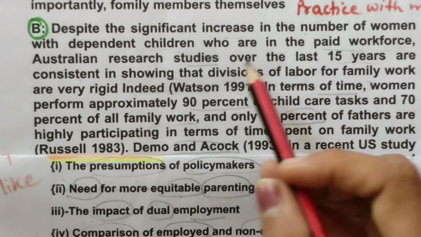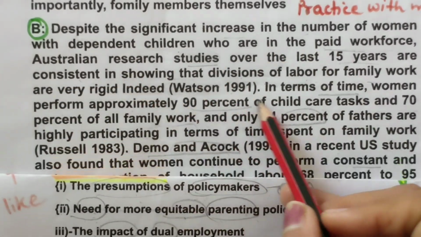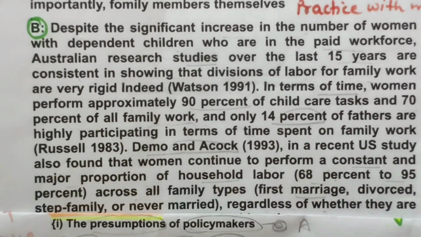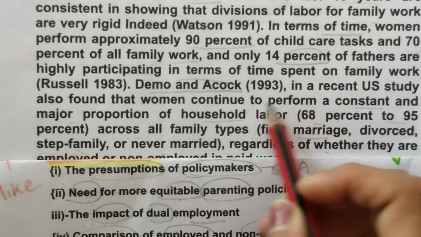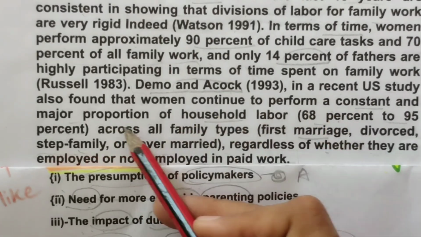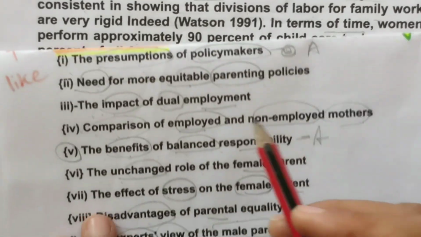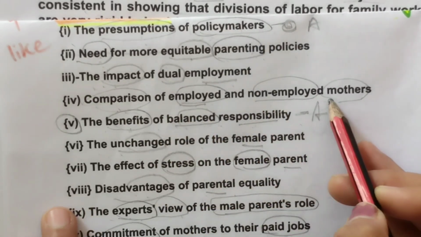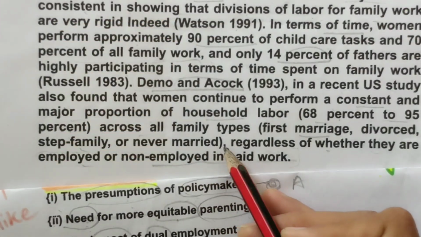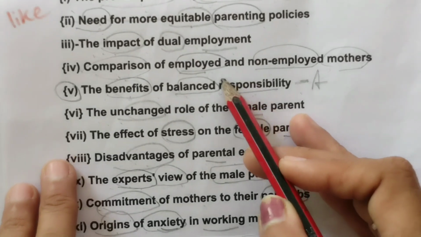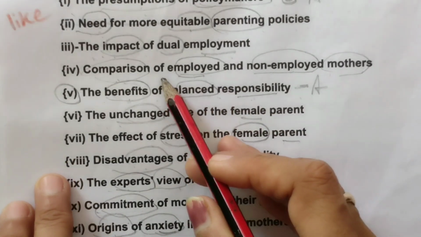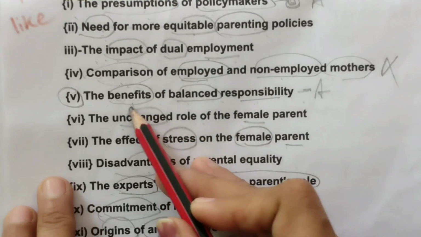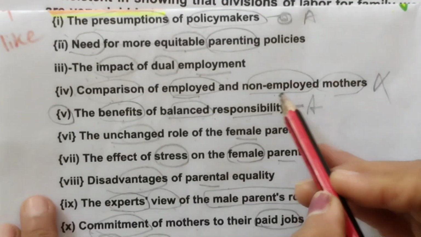Paid workforce, in terms of time, okay, proportion. So here women, a constant major proportion of, okay, let's read it. Impact of dual employment, comparison of employed and non-employed mothers. No, actually they are not doing any comparison of employed and non-employed mothers, so we will cut it. Benefits of balanced responsibility, nothing like it.